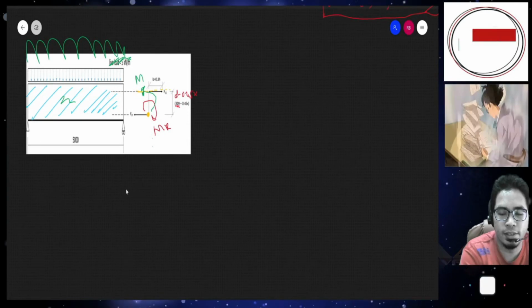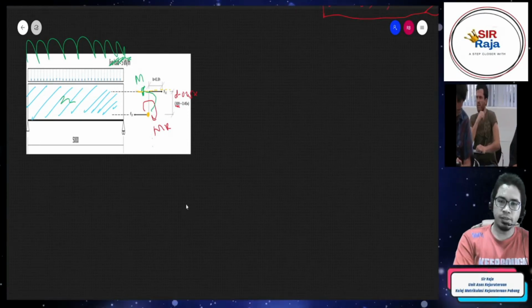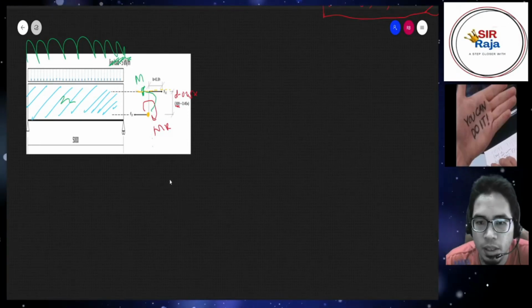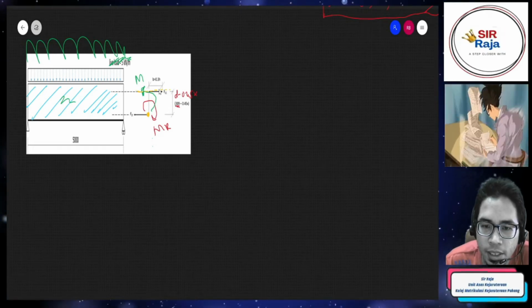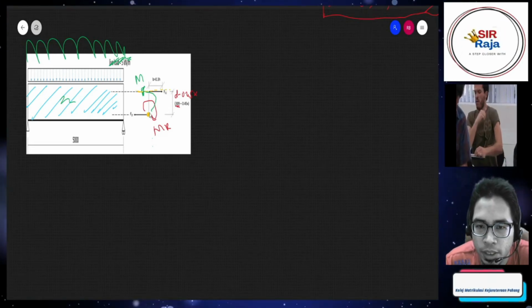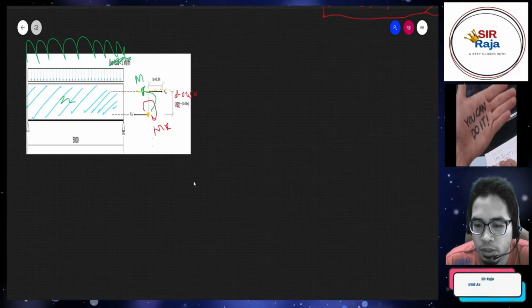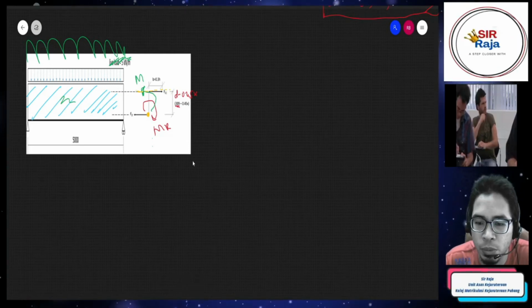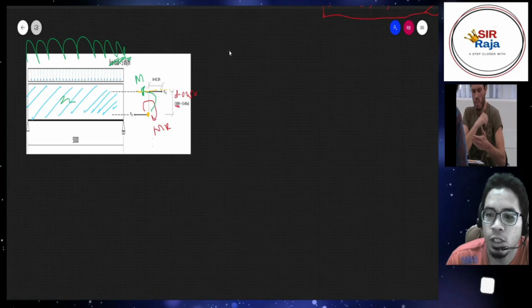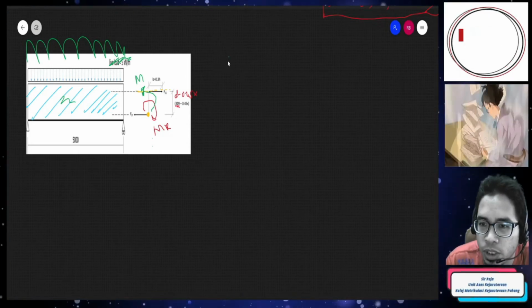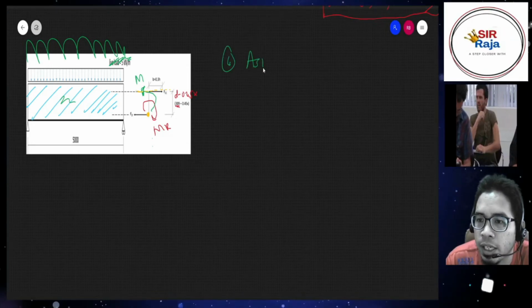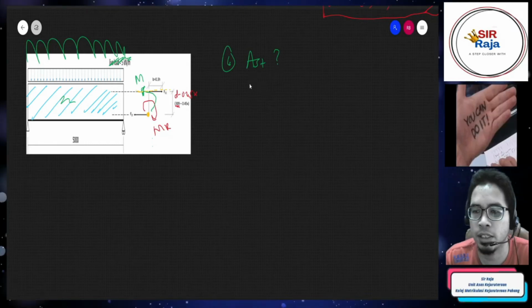So we know that from this diagram here, the FST and the FCC should be equal to each other, right? So this is equilibrium. Otherwise, our beam will be moving. So we don't want that. So question number 4, find AST, area of steel under tension.